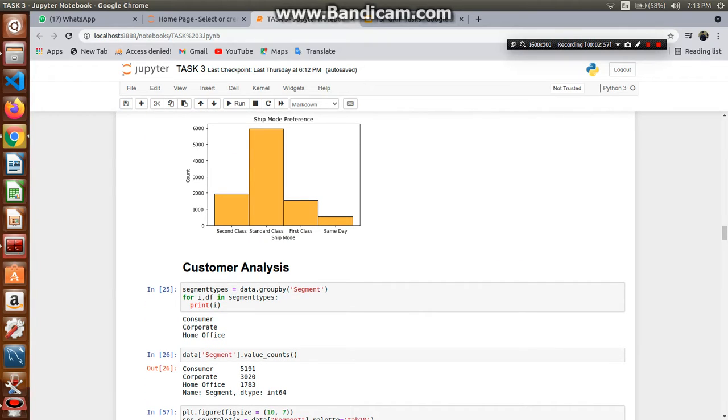And what is the preferred mode of shipping? As you can see in this graph, the standard class is the preferred mode of shipping. So all the states should have standard class shipping mode available in order to get the trust of customers.